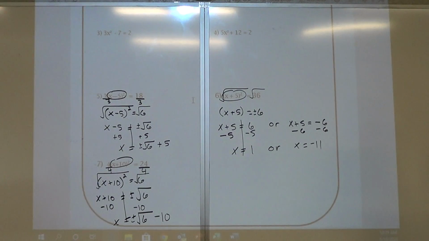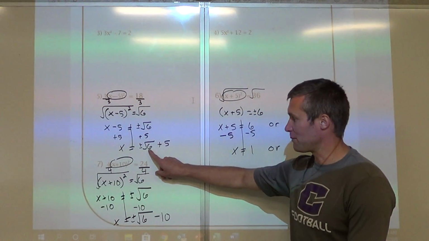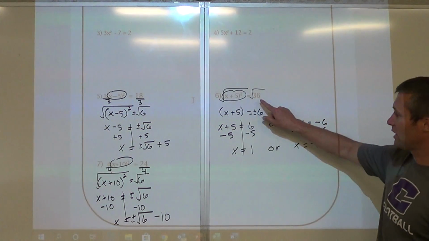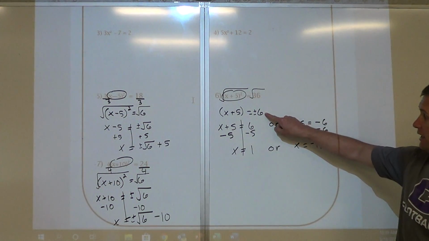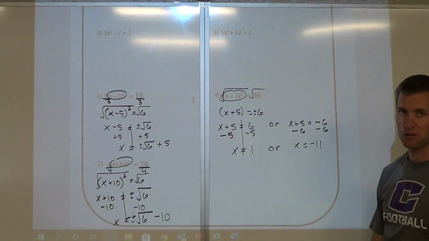So just pay attention. If they say leave it in radical form, if it doesn't come out, then we just leave it there. Other times you could take the square root and we'd write it plus or minus. So it'd be positive 6 or negative 6 as you work through it.